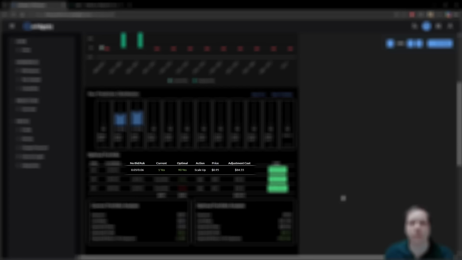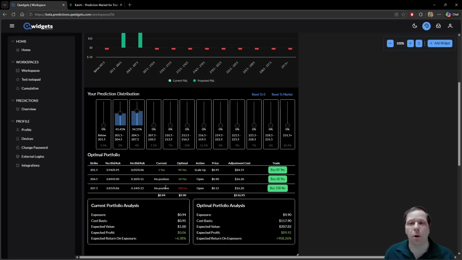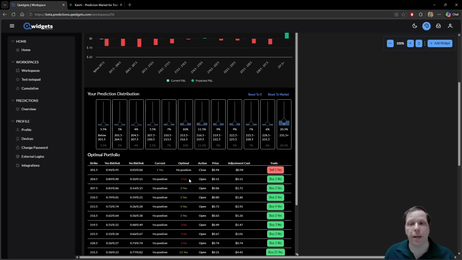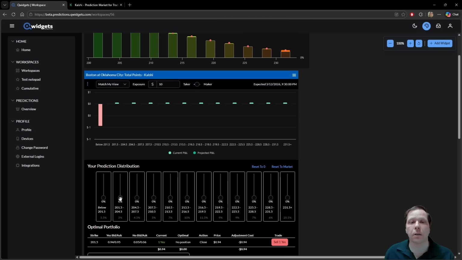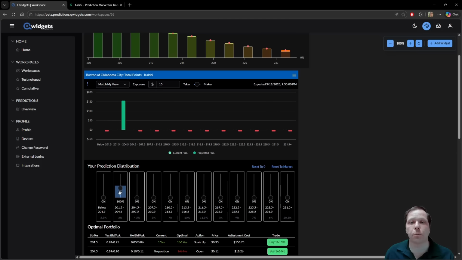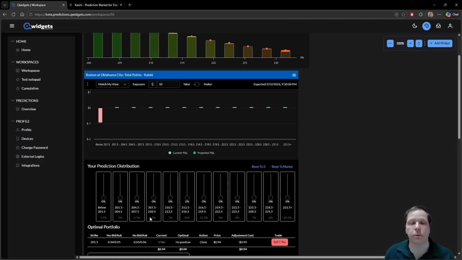There are also some distribution shortcuts, such as the reset to market. This simply takes the implied probabilities expressed by the market for each range and applies them to the current distribution. It can be a good place to start if you want to see how slight adjustments to the current market sentiment could open up opportunities for profit. However, be wary of the impact of wide spreads since they rely heavily on midpoints for modeling. You can also reset to 0, which displays your portfolio's raw P&L for each range.